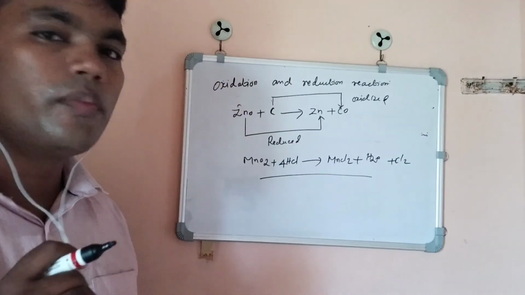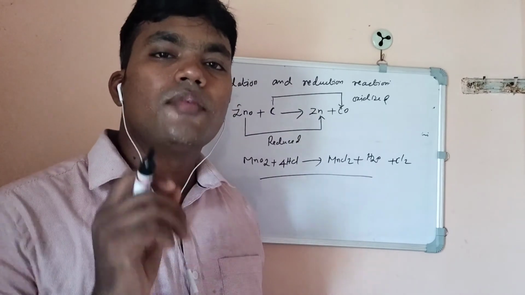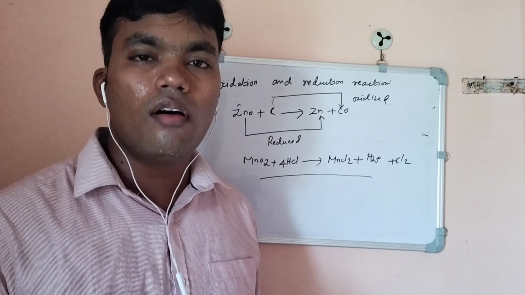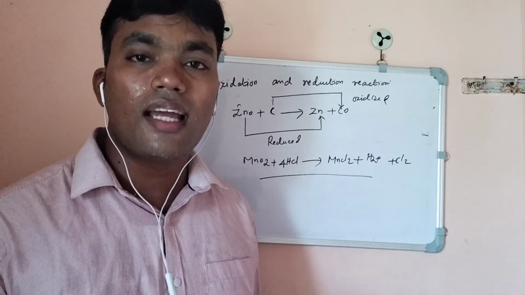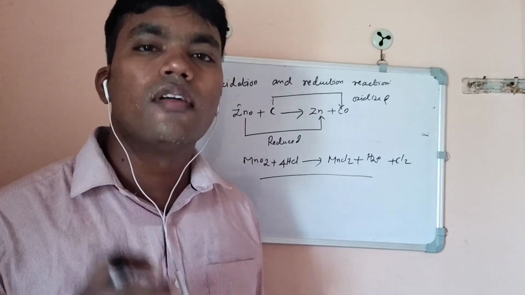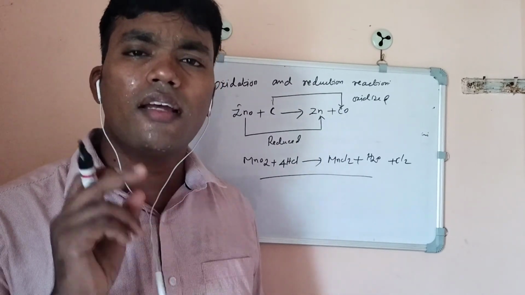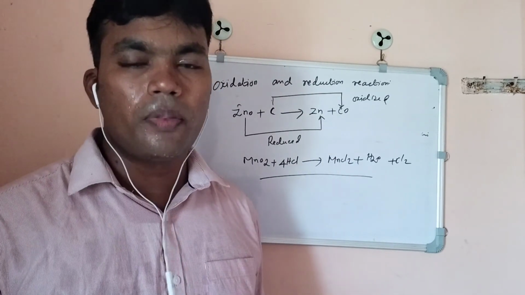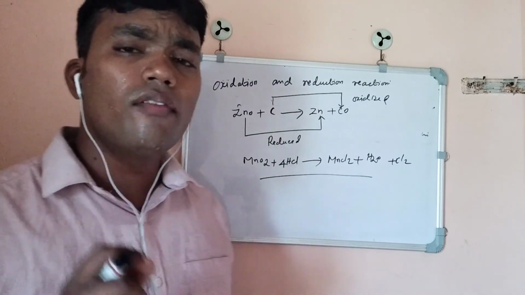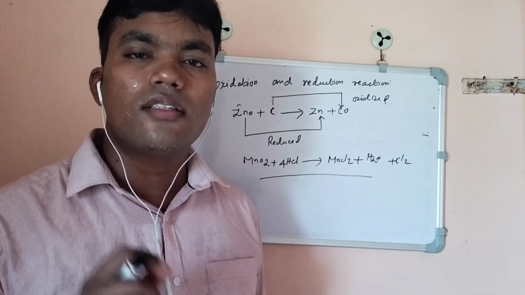From these examples, you have learned what is meant by chemical reactions. Chemical reactions involve breaking or making of bonds between atoms. Then you have learned the types of chemical reactions. Out of 5, I have taught only one topic. The rest of them I will upload as soon as possible. Then you have learned the chemical reaction and oxidation reduction reaction.